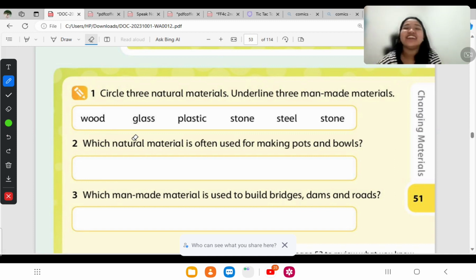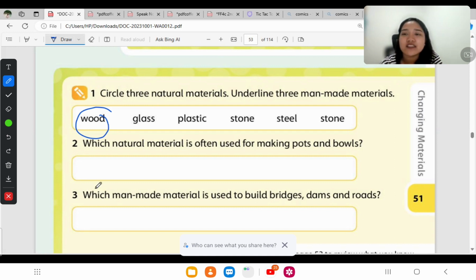So wood, let's circle. Circle the natural material. So wood is natural. How about glass? Is it man-made or natural?